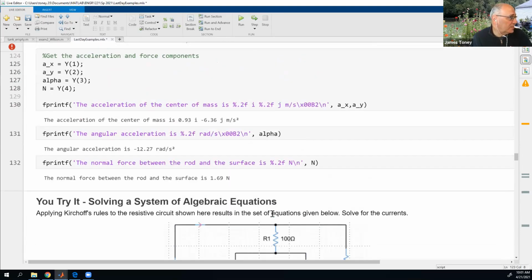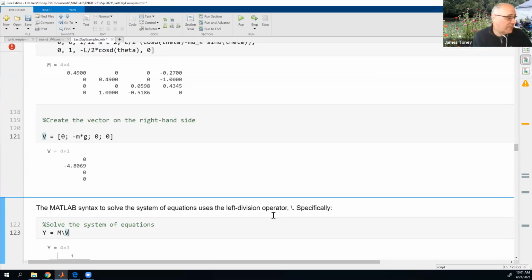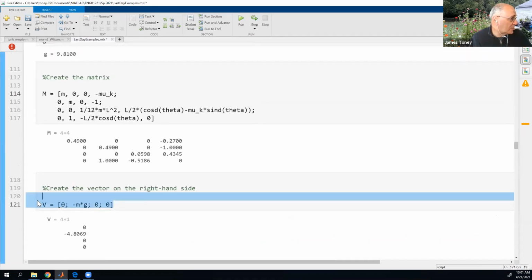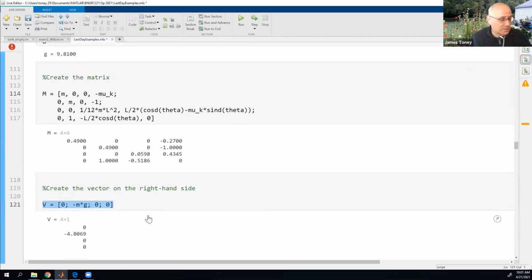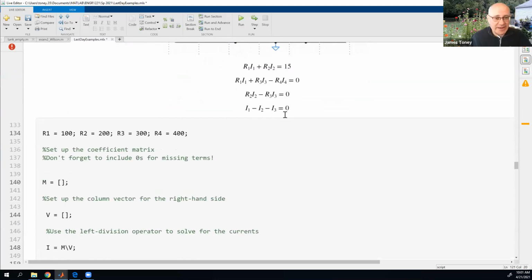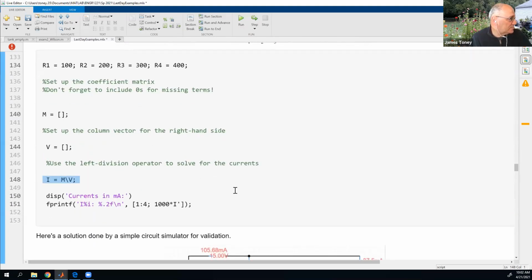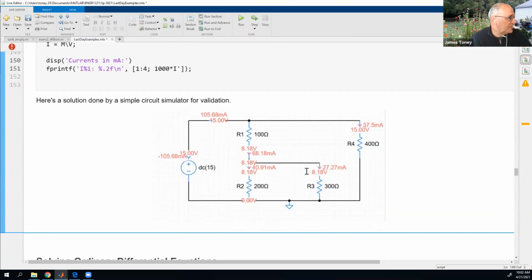Now, one more little detail. Back at the beginning of the course, I said, for what we're doing, it doesn't really matter if you use row vectors or column vectors. This is the one time it matters. Notice I made this vector a column vector. It has to be a column vector for this to work. So this 15, 0, 0, 0 has to be a column vector. So you look at these equations, you set up the matrix, you set up the vector for the right-hand side, you solve for the currents, and then you can compare it against this output. I did this using a little circuit simulator, and you should get the same set of numbers.